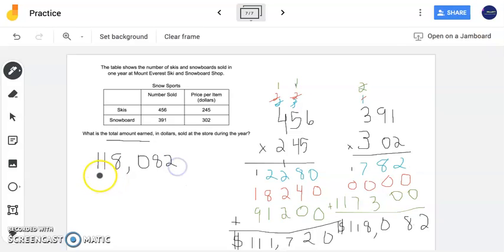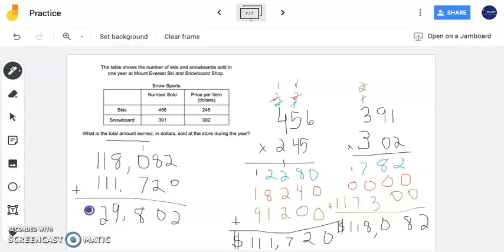And we have our ski price as $111,720. So now let's add these two together and we're going to get my total amount of money that Mount Everest made in 1 year. So 2 plus 0 is 2, 8 plus 2 is 0, carry that 1, 7 plus 1 is 8, 8 plus 1 is 9, 1 plus 1 is 2, and 1 plus 1 again is 2.